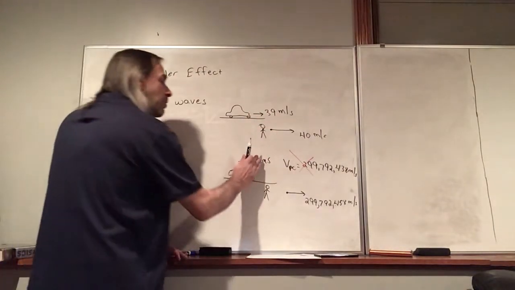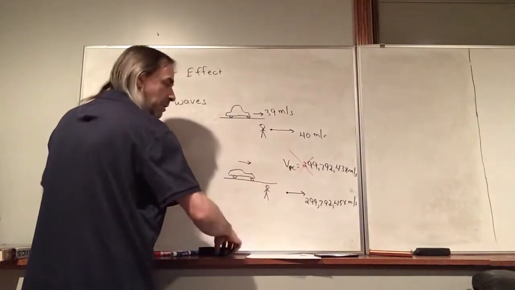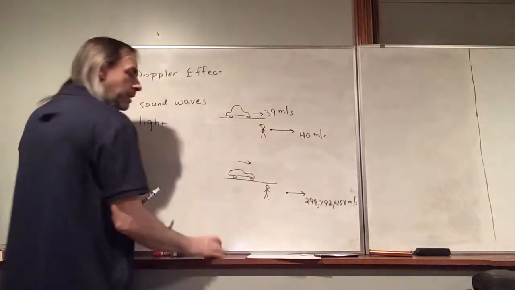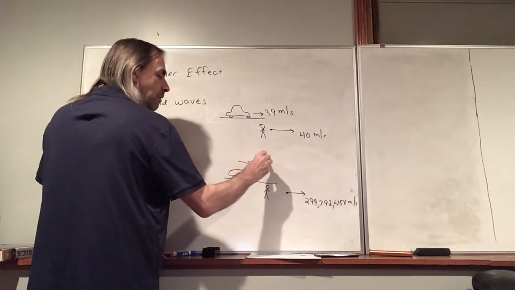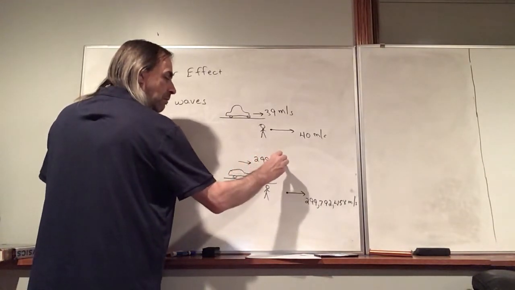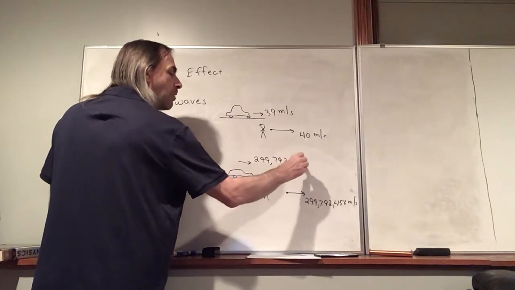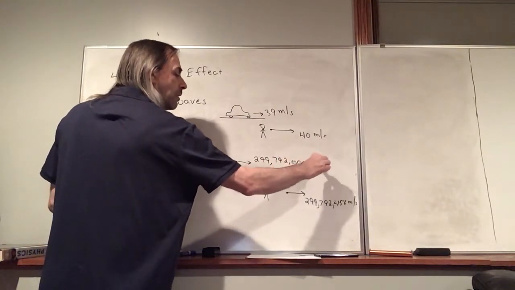So if this car was going, let's make a more comparable example, let's say this car was going just a little bit slower than the speed of light.